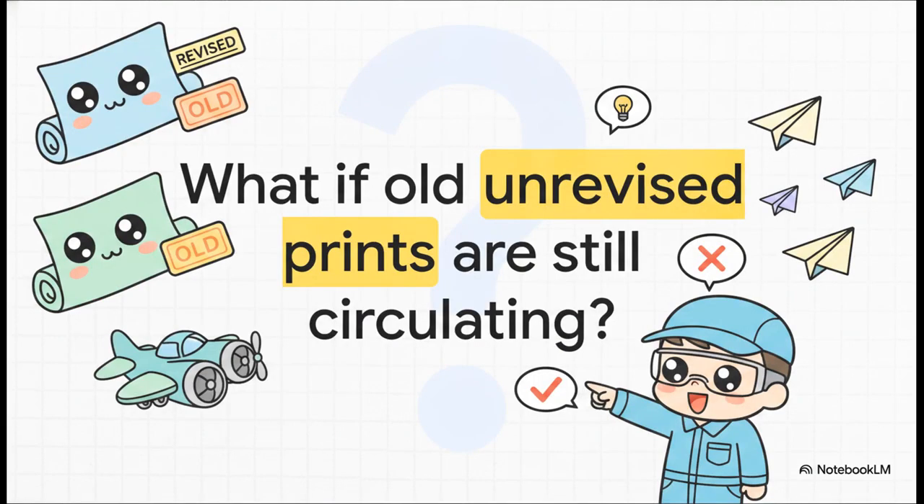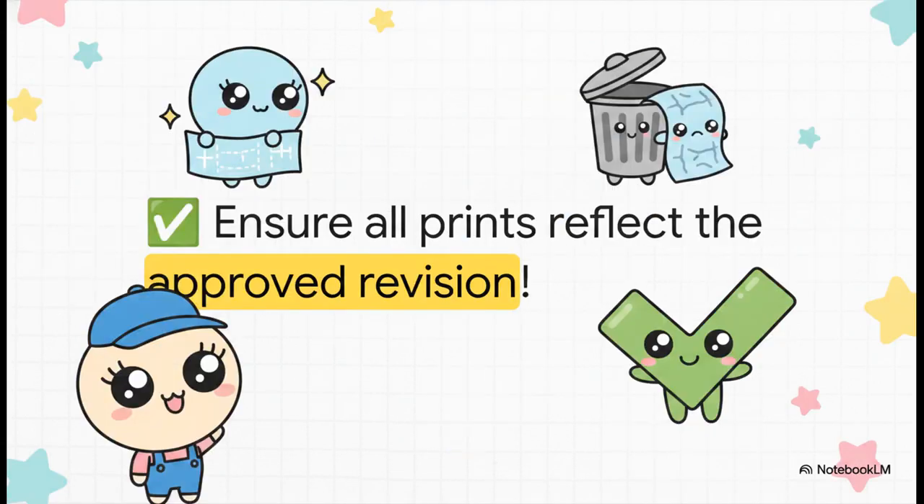All right, one last question, and this is arguably the most critical scenario when it comes to safety. Let's say a drawing has just been revised by engineering, but you notice old prints are still circulating out there on the hangar floor. What is the correct action to take? The only correct action here is to make absolutely sure all existing prints are collected and updated to reflect the newly approved revision. Relying on outdated prints can and will lead to incorrect installations and massive structural damage.